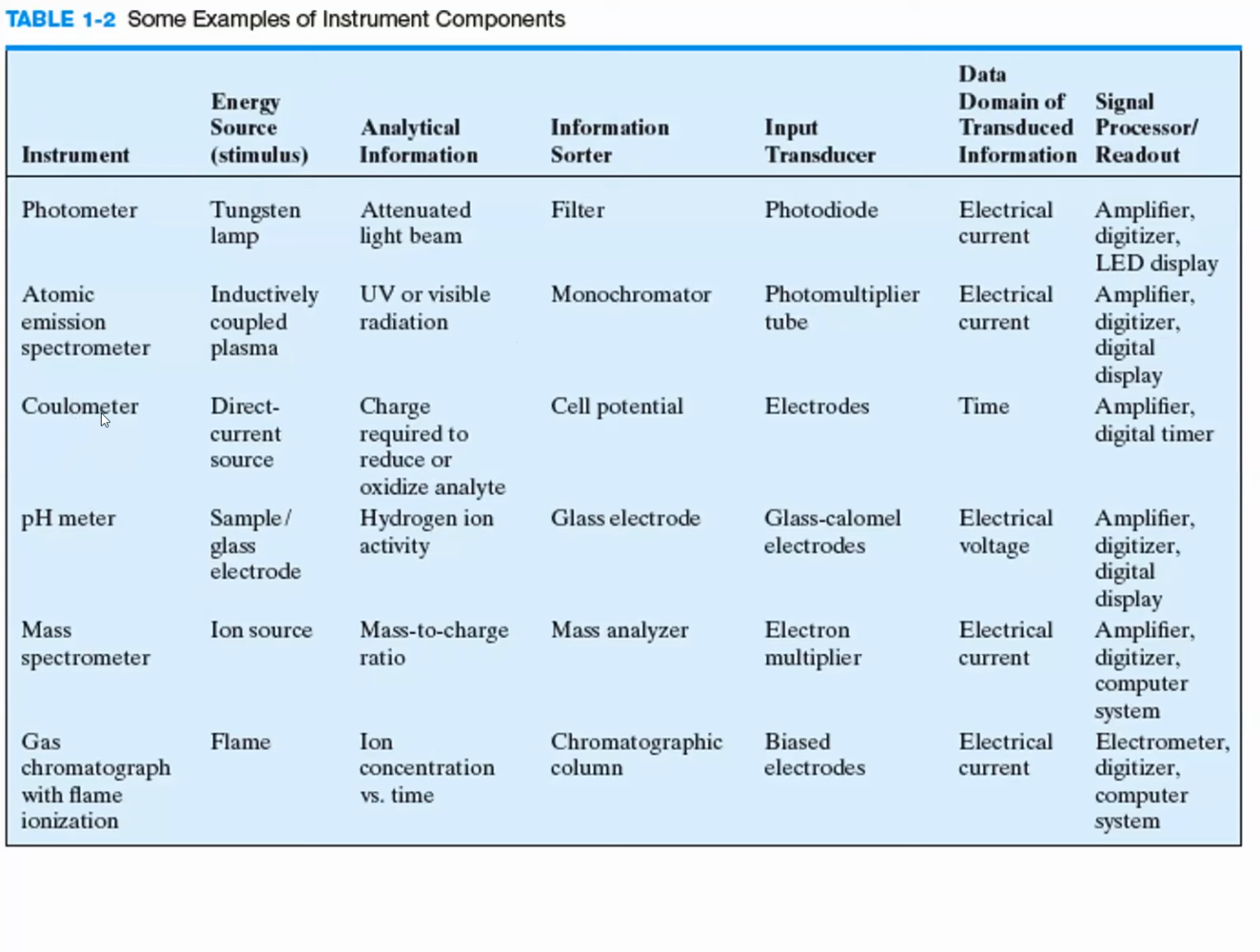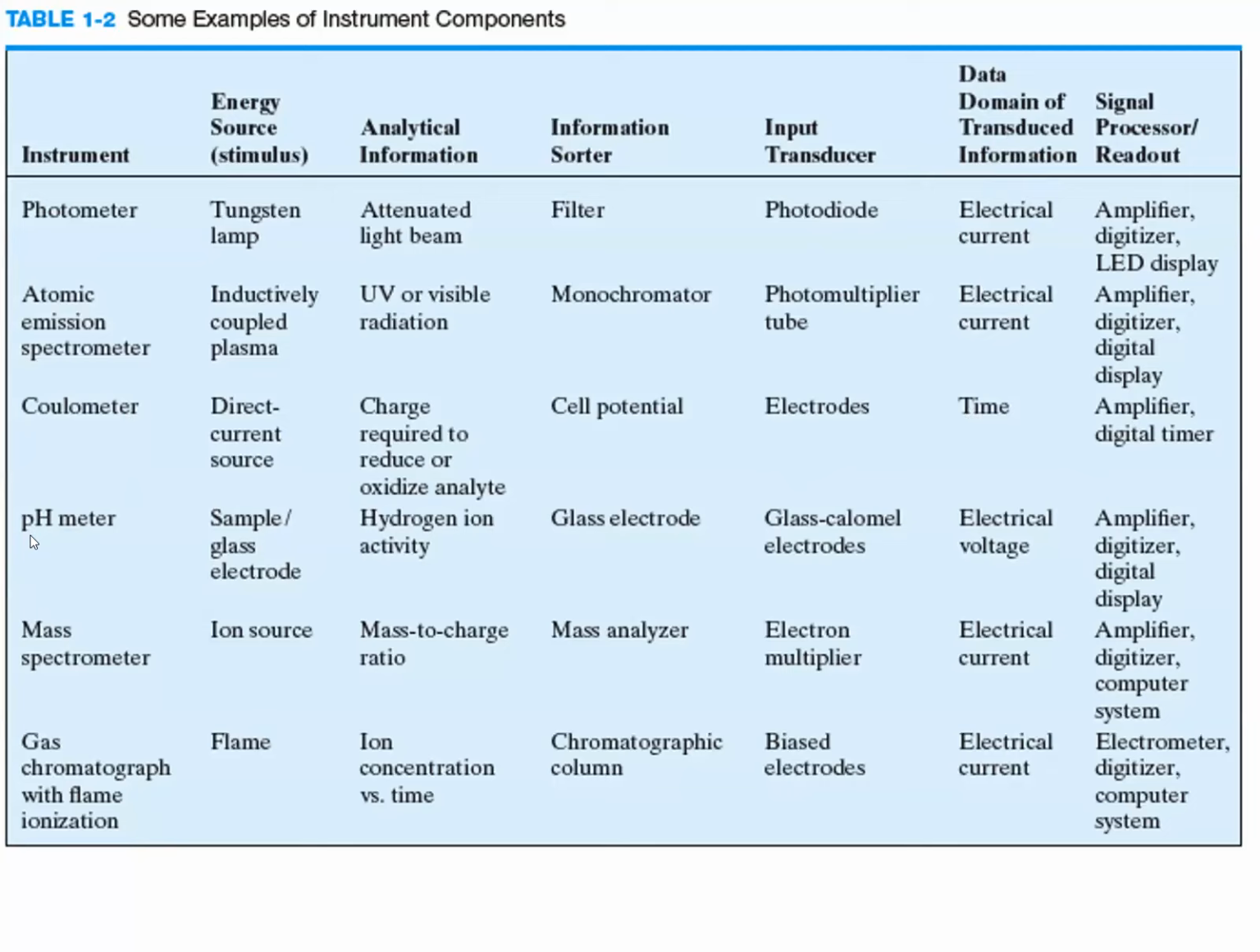You have a coulometer. A coulometer measures a direct current source, and we measure the charge required to reduce or oxidize the analyte. That's the analytical signal. And then in a coulometer, you can have a cell potential. You must have electrodes. And often in coulometry, the data domain of the transduced information is time. From there, you have an amplifier and a digital timer.